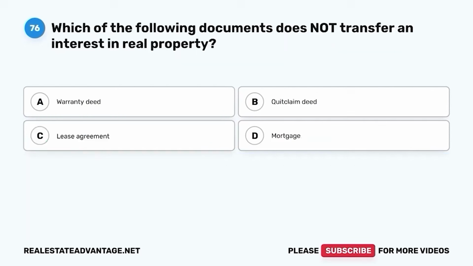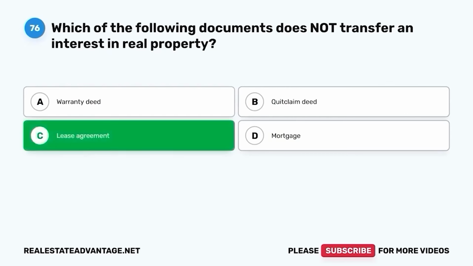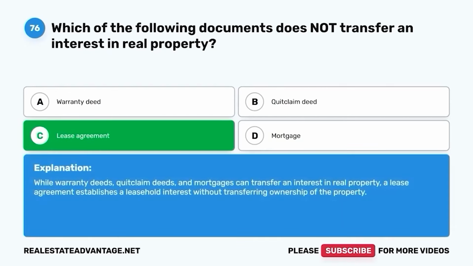Question 76. Which of the following documents does not transfer an interest in real property? A. Warranty deed. B. Quitclaim deed. C. Lease agreement. D. Mortgage. The correct answer is C. Lease agreement. While warranty deeds, quitclaim deeds, and mortgages can transfer an interest in real property, a lease agreement establishes a leasehold interest without transferring ownership of the property.